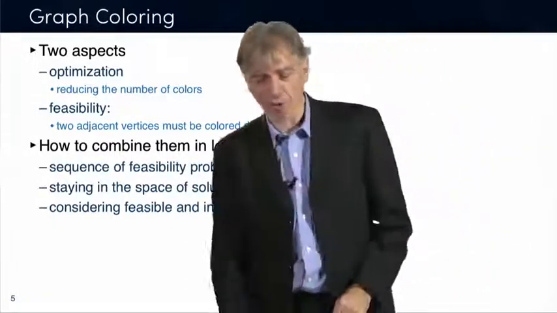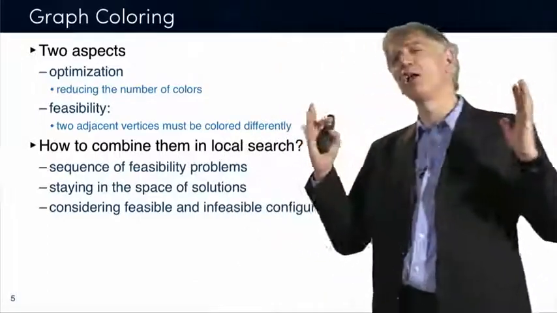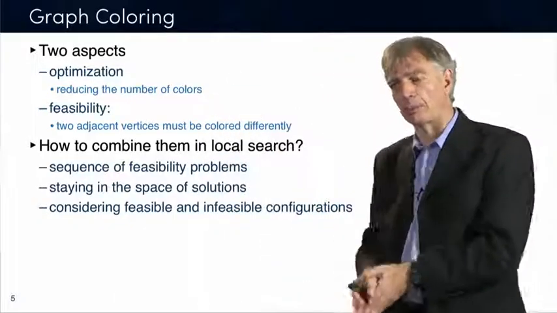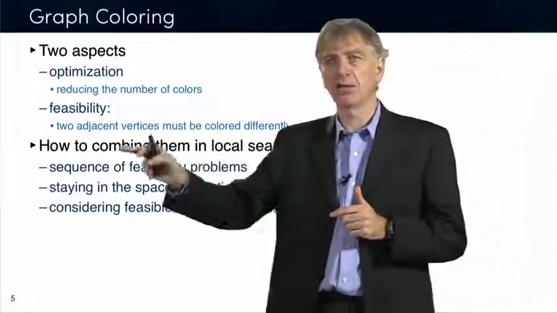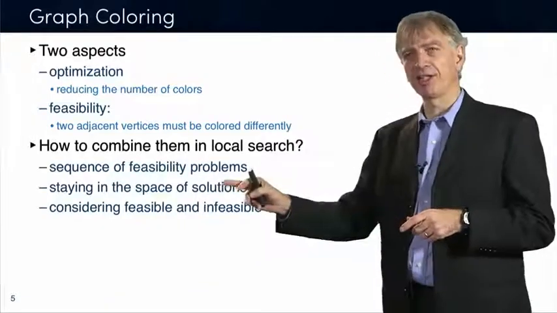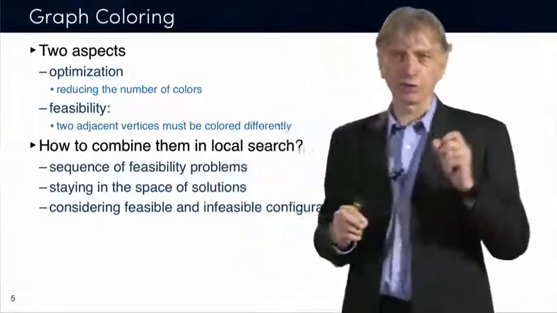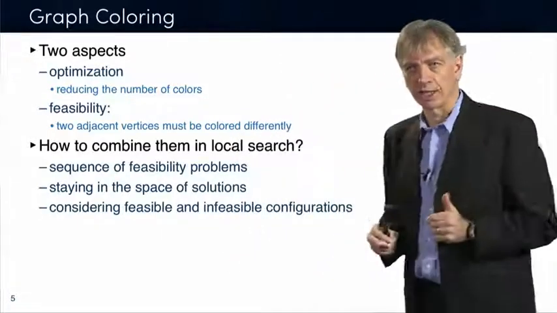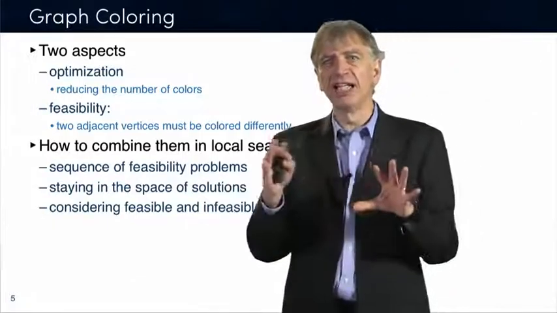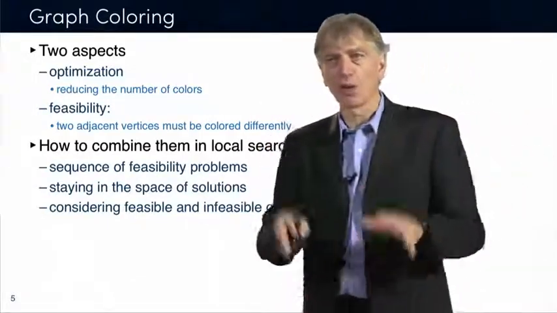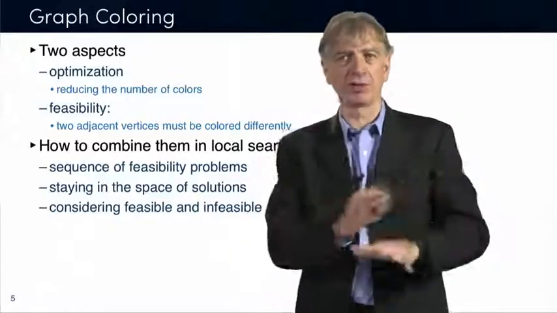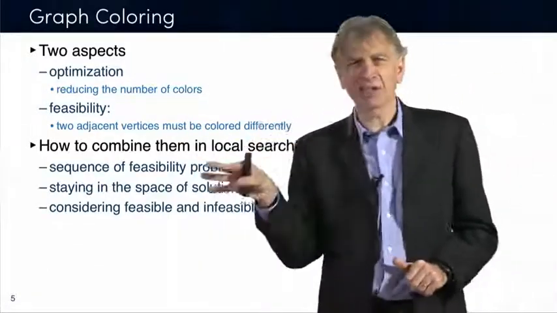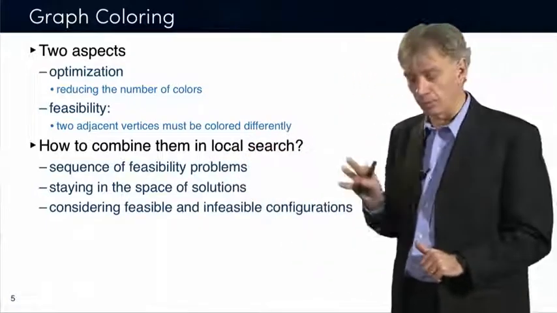Essentially, the way we're going to combine that in local search, there are three ways. The first one is just to say, what I love in life are feasibility problems. So I want to reduce that problem to a sequence of feasibility problems. I only want to solve feasibility problems, and I will show you how to do that. Then the other option, which is essentially what we have done already for the traveling salesman problem and also for warehouse location, is to decide that we will stay in the space of feasible solutions. We will only look at legal colorings, so no violations of the constraints ever.